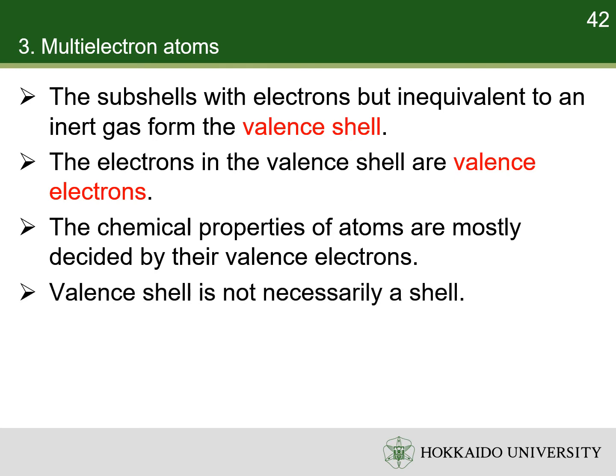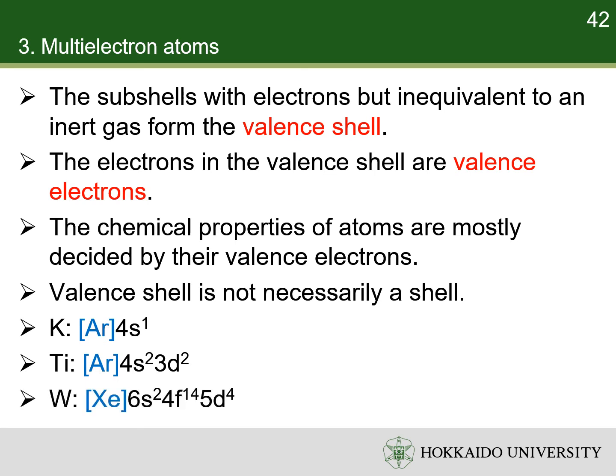Pay attention that the valence shell is not always a single shell. For example, the valence shell of potassium is the N shell. But the valence shell of titanium contains subshells from M and N shells. The valence shell of tungsten contains subshells from N, O, and P shells.